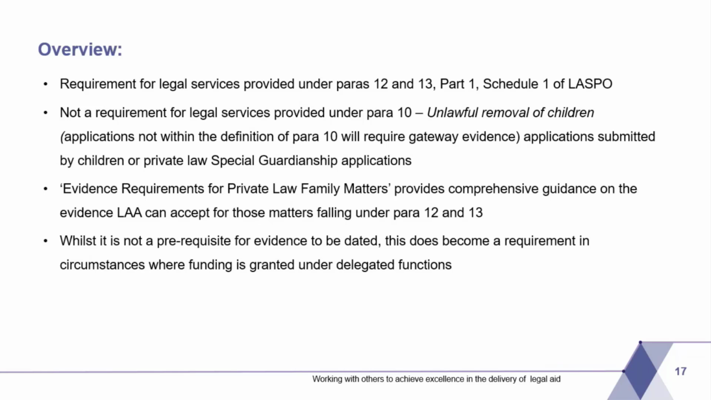And there is a set of guidance in the Lord Chancellor's guidance setting out the circumstances where we consider it to be an unlawful removal. Supporting evidence is not required for applications submitted by children, clients under the age of 18, or in any private law special guardianship applications. They no longer require supporting evidence to bring them into scope. We have detailed guidance available on the types of evidence that will be accepted in the evidence requirements for private law family matters. That document is on the gov.uk website on the legal aid pages, and there is also a link to that guidance in the slides at the end of the pack.